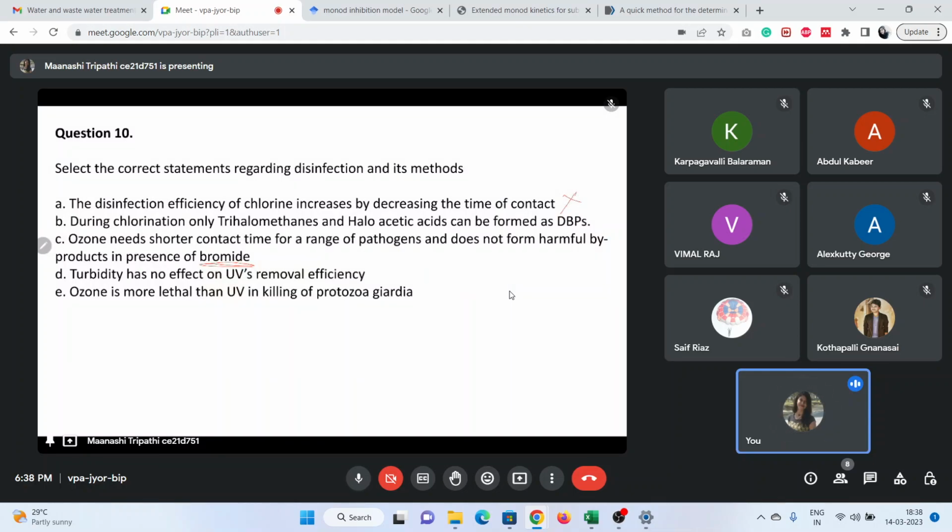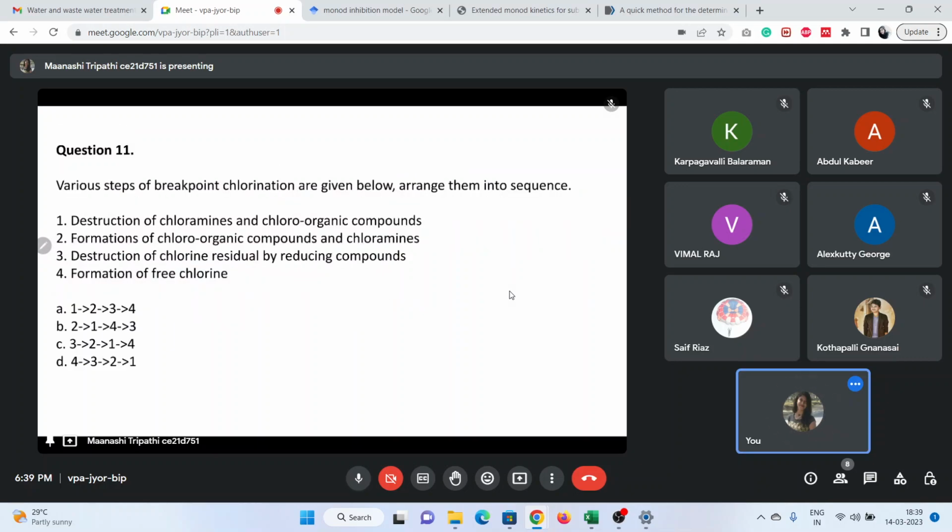Option E is ozone is more lethal than UV in killing protozoa Giardia. Yes, 100% true. So that is why option E was correct. Moving to our last question. I have told you to remember that graph, breakpoint chlorination. So this is based on that only. So try to solve this question. We have to determine the sequence of various steps of breakpoint chlorination. We have to arrange them in sequence.